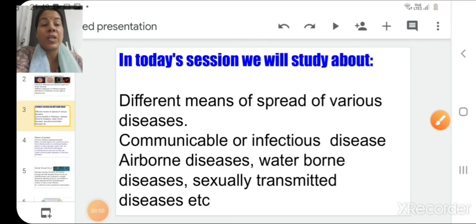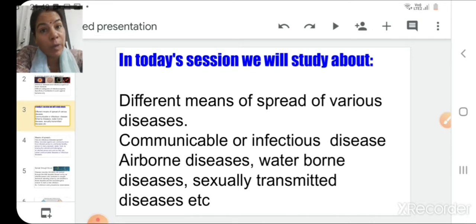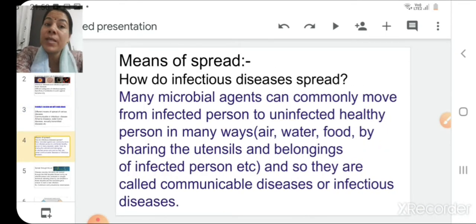In today's session, we will study about different means of spread of various communicable or infectious diseases. We will also focus on airborne diseases, waterborne diseases, and sexually transmitted diseases, etc. So let us begin with the means of spread. Means how many types are there through which a disease can spread.